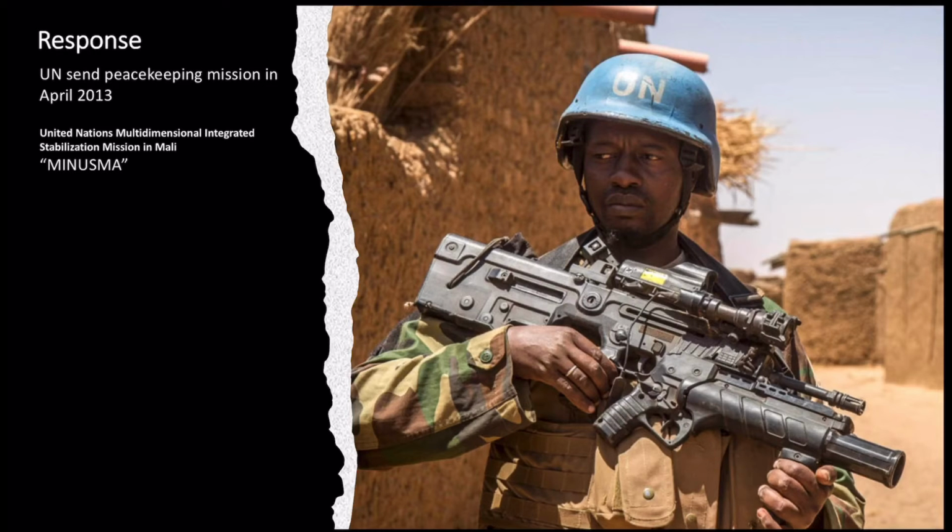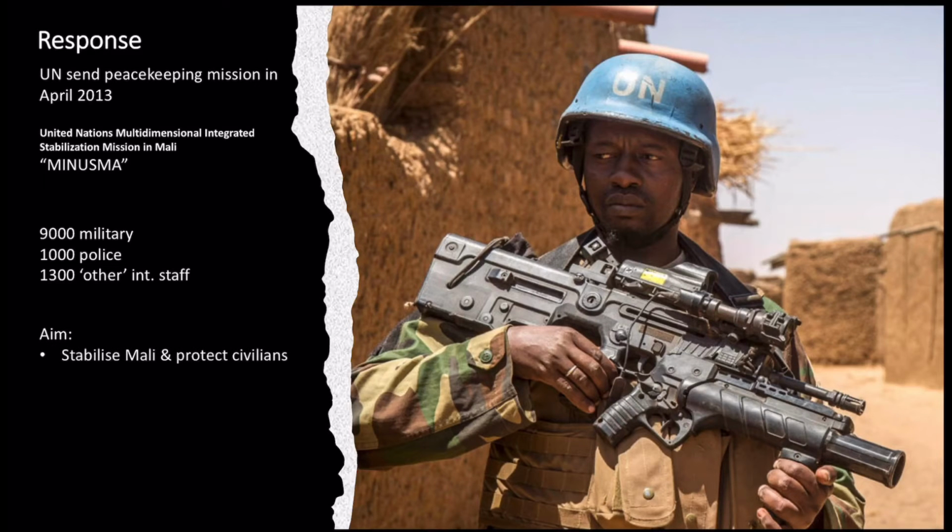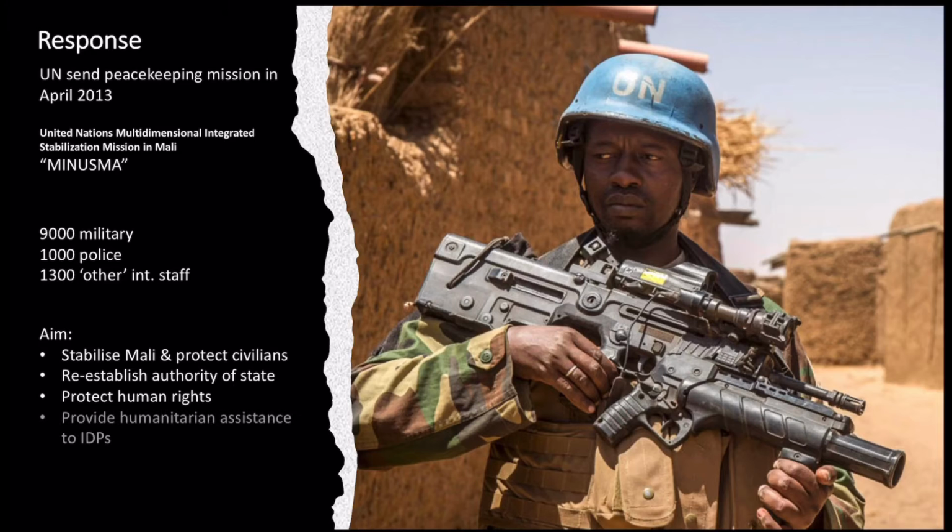It had a very similar approach to South Sudan. They put boots on the ground: 9,000 military personnel, 1,000 police, and other international staff that would be part of the UN mission. They had a similar remit to South Sudan. They were having to stabilise Mali and protect civilians, re-establishing state authority, so giving power back to the government, protecting human rights, and then providing humanitarian assistance, so protecting IDPs as they had tried to do in South Sudan.